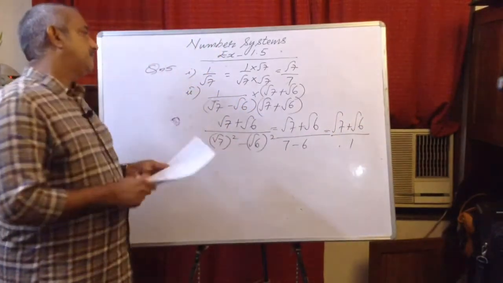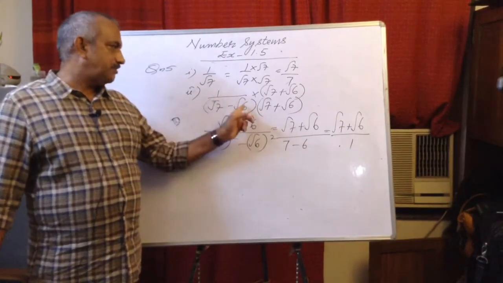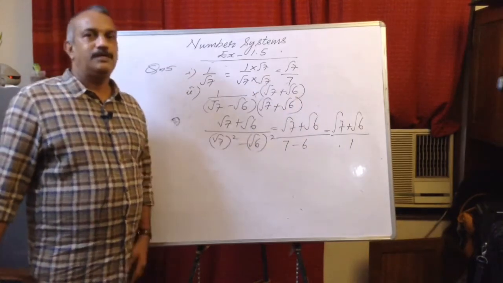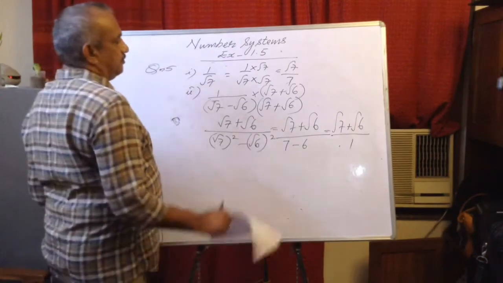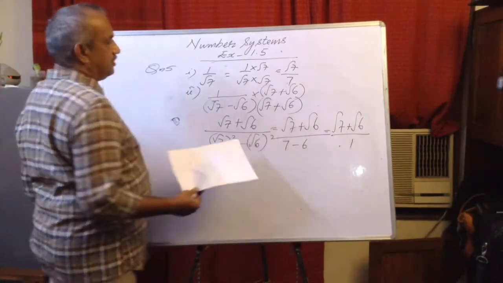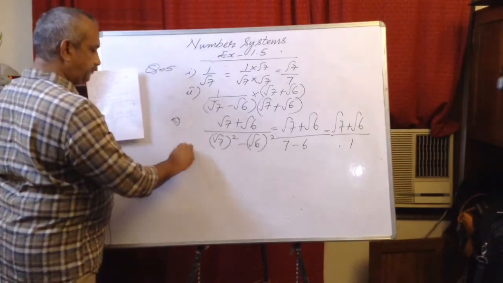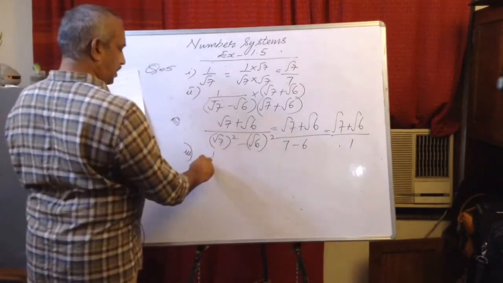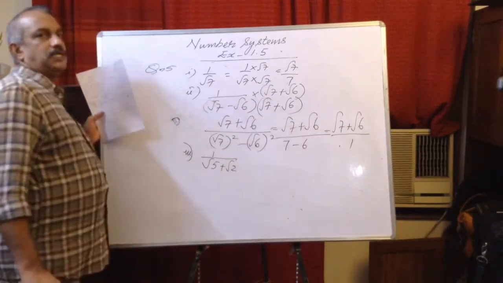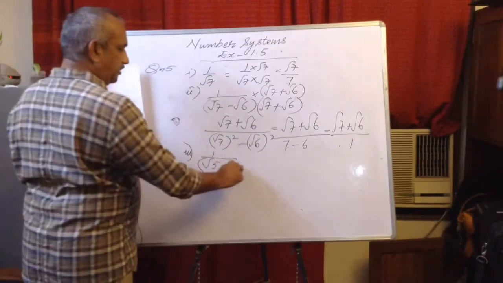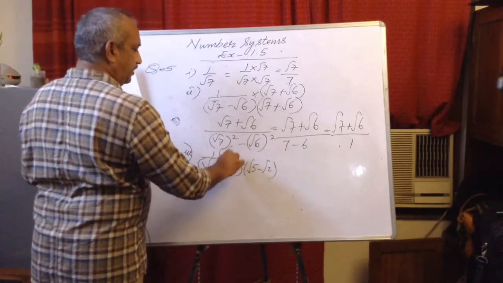So if we look at the question once again, the denominator is root 7 minus root 6. We will multiply both numerator and denominator by root 7 plus root 6, then we will simplify, and we get this using the third identity. Now third one, 1 upon root 5 plus root 2. So we will multiply both numerator and denominator by root 5 minus root 2, root 5 minus root 2.